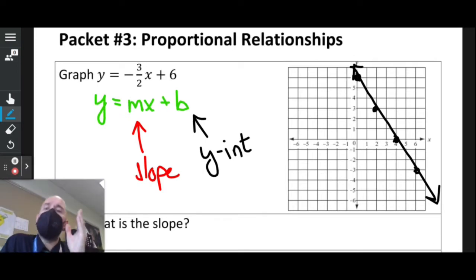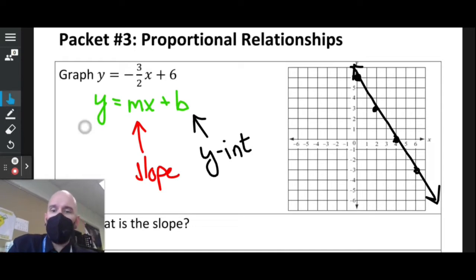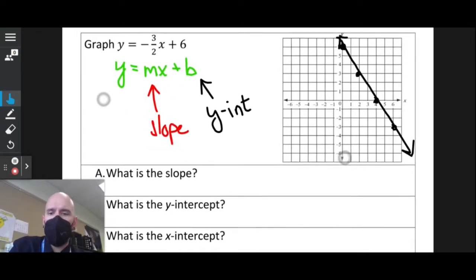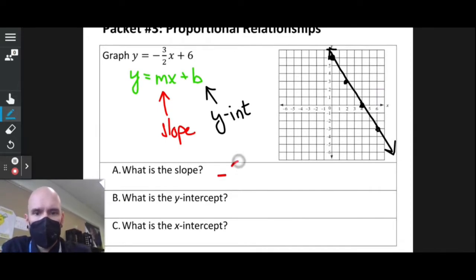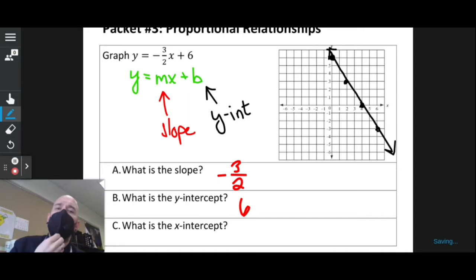Now this is a linear equation. Linear, like line. Now, it's not a proportional relationship because proportional relationships are lines that go through the origin 0, 0. So this is what we call a linear equation. What's the slope? Well, we already discussed what the slope was. The slope was negative 3 over 2. What's the y-intercept? We already discussed that. It's 6.